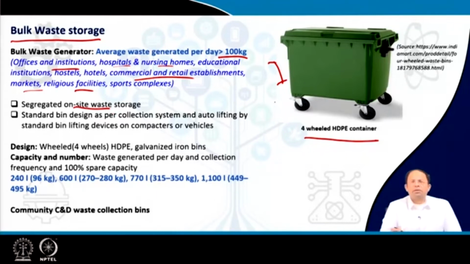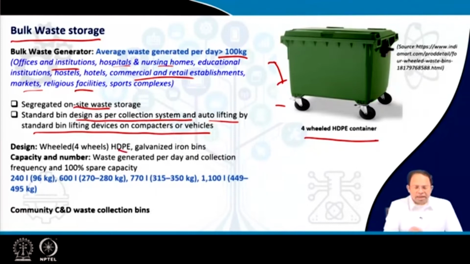But it's difficult to have different colors, so we can put some signages as well to say what kind of waste it is holding. And the standard bin design as per the collection system, and the auto lifting by standard bin lifting devices on compactors or vehicles. So again, these are bulk waste, collected by the municipality using certain vehicles, and these vehicles have certain lifting mechanisms. So our design of storage should be such that it is aligned with these devices or vehicles, so that we can easily transfer the waste.